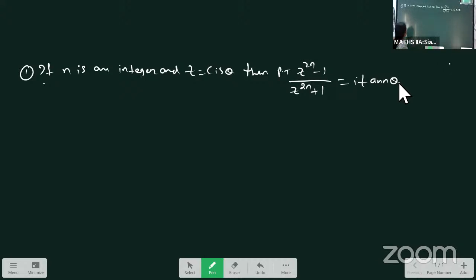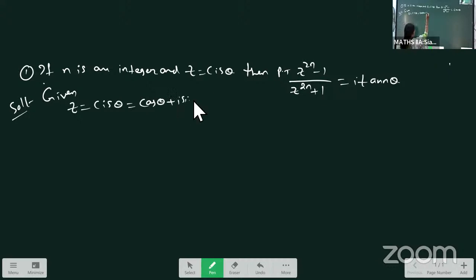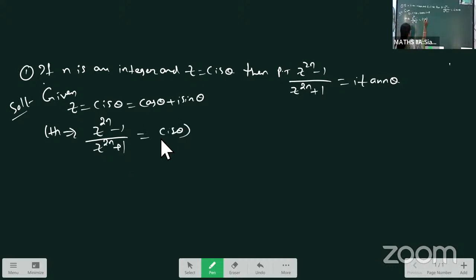What is given here? n is an integer and z is equal to cis theta is given. So the solution goes like this. Given z is equal to cis theta. If you expand cis theta, it is cos theta plus i sin theta. Keep it aside. Now take LHS. LHS implies (z^(2n) minus 1) by (z^(2n) plus 1). Now substitute what z is here: z means cis theta, whole to the power 2n minus 1, by cis theta whole to the power 2n plus 1.